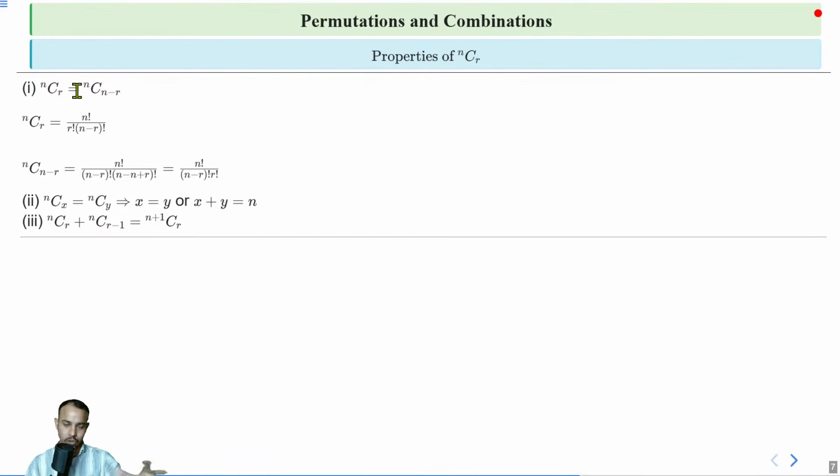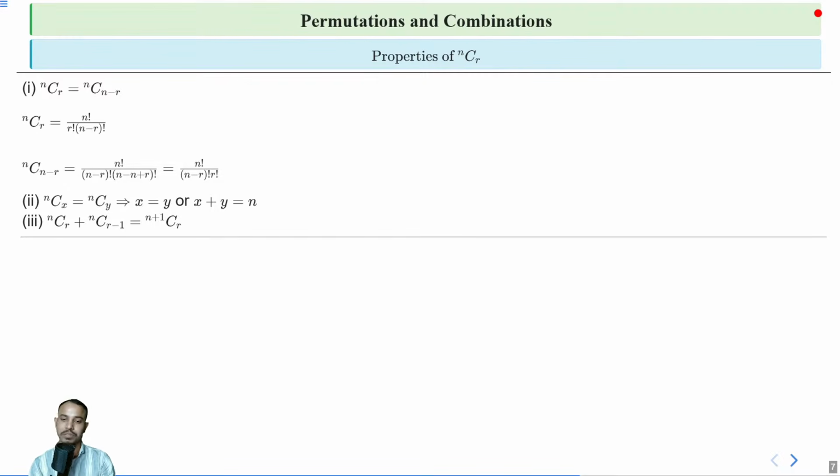Note these three properties of nCr. The first property is nCr equals nC(n minus r). The second property is nCx equals nCy, which implies x equals y or x plus y equals n. And the third property is nCr plus nCr minus 1 equals n plus 1 Cr. Clear? You should focus on these properties of nCr. These are very important and very useful properties from the point of view of JEE, so keep them in your mind. I hope these are clear to all of you.